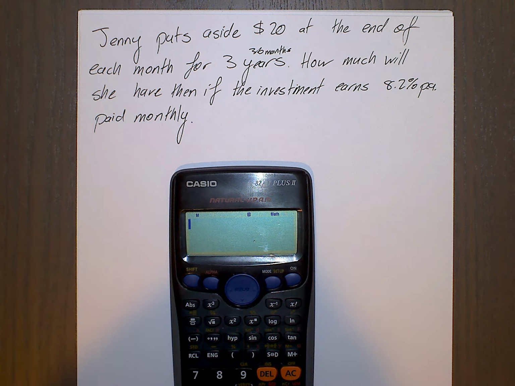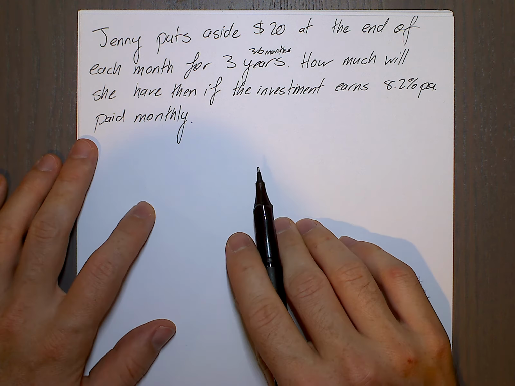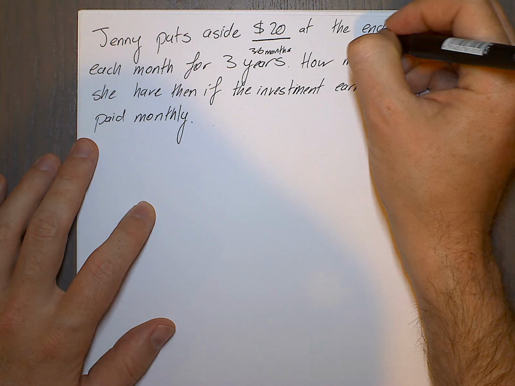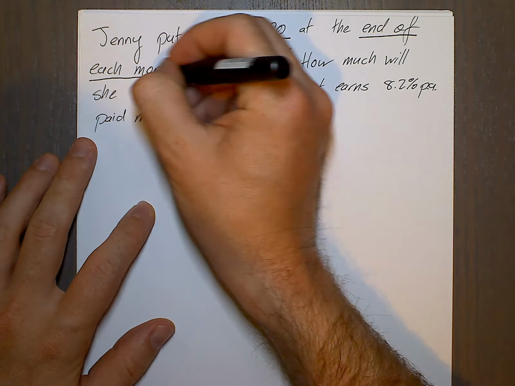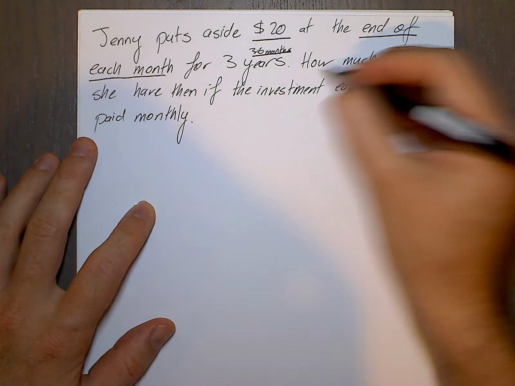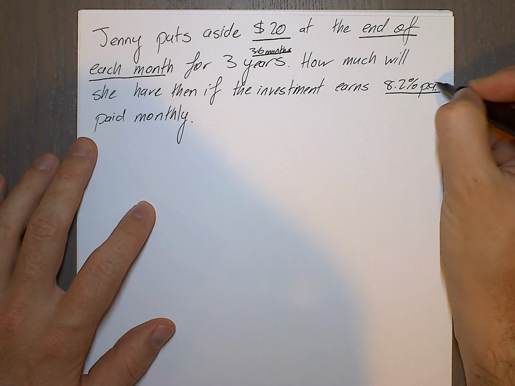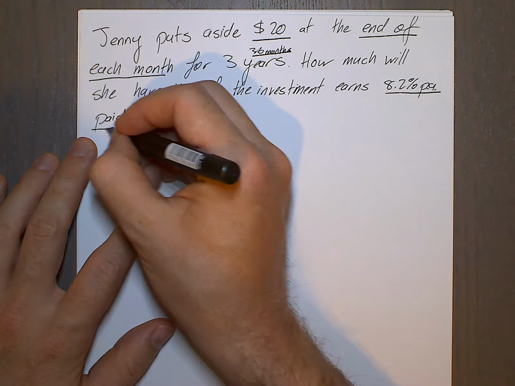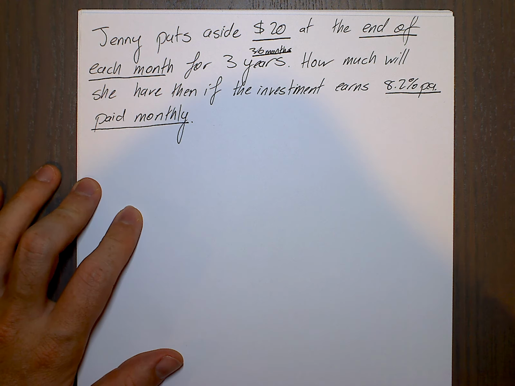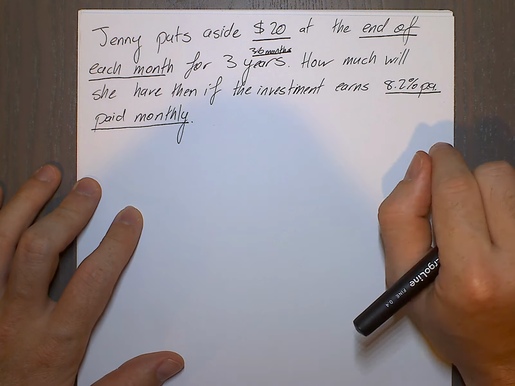Okay, so I think it's important firstly to break down this question. There's some important information that we need to figure out. Name, kind of important, not really. She's putting in $20 at the end of each month, and that's important, for 3 years, and she's putting it in every month, so that's actually 36 months. How much will she have then if the investment earns 8.2% per annum, that is per year, paid monthly? There are certain bits of information we need to focus on, typically the ones that are underlined, which will affect how we solve this question.